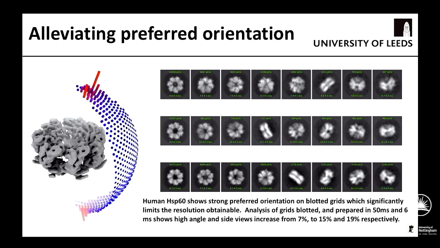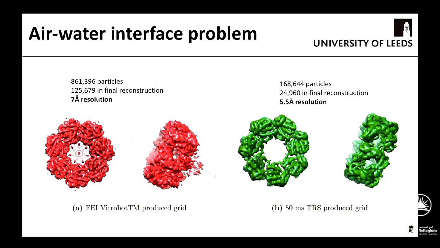And this is probably quite conservative because this is based on the number of particles after a number of rounds of 2D classification. It's probably more significant than this. But the main take-home message is that when we make a Vitrobot grid from 800,000 particles that we can classify down, or at least refine down to 125, we can't get any better than 7 angstroms resolution. Using a sprayed grid after 50 milliseconds, using significantly fewer particles, we get significantly higher resolution. And the only difference in this is the way in which we've made the grids.